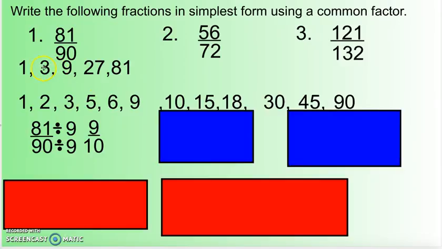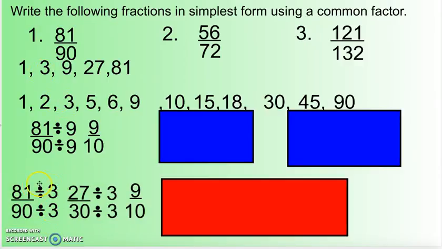Now, those of you, if you chose a smaller factor they share, that's okay. Like they share a 3. Look what happens. If I put a 3 in there, I get 81 divided by 3, I get 27. 90 divided by 3, I get 30. Well, I actually know that 27 and 30, they both share a factor of 3 again. So I am going to divide by 3 again. 27 divided by 3 is 9. 30 divided by 3 is 10. Look at the answer I get. I still get 9/10. So it's okay if you choose a smaller factor that they share.